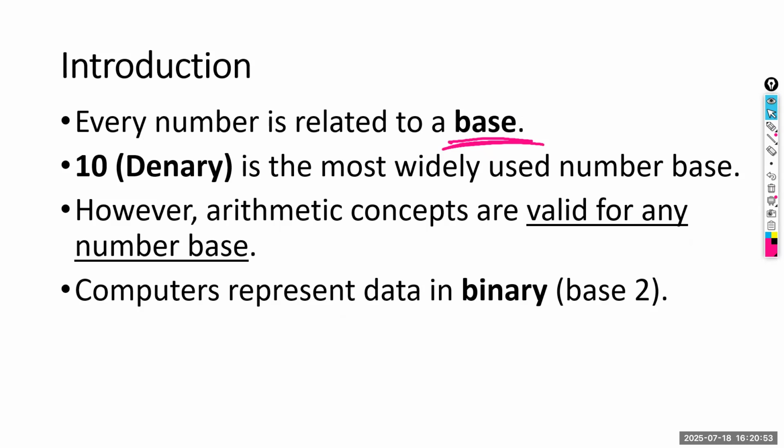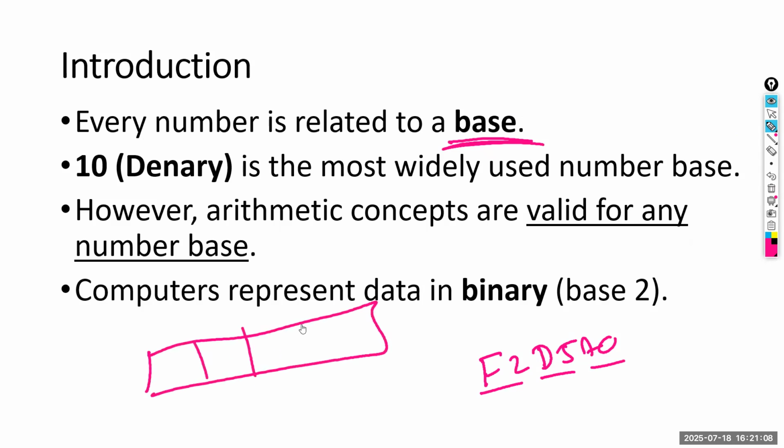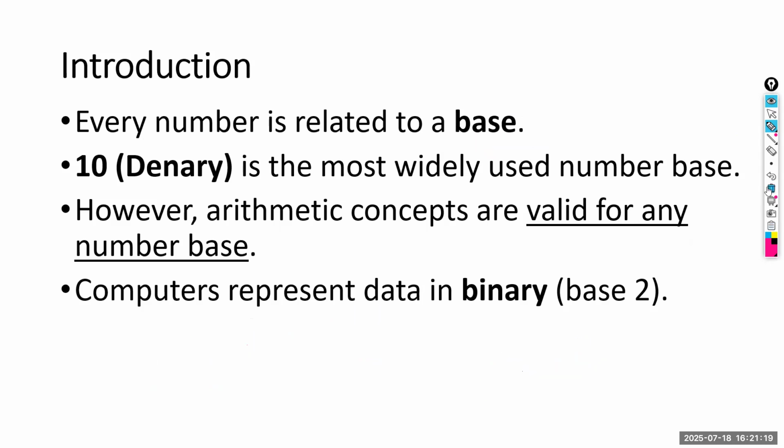For example, colors. We represent colors using hexadecimal, right? F2, D5, A0: red, green, blue. Modern IP addresses, version 6 IP addresses, are represented using hexadecimal numbers. So therefore, we heavily use even hexadecimal, base 16, in technical things. But anyway, for computers, the preferred base that the computer engineers and electronic engineers selected is base 2.